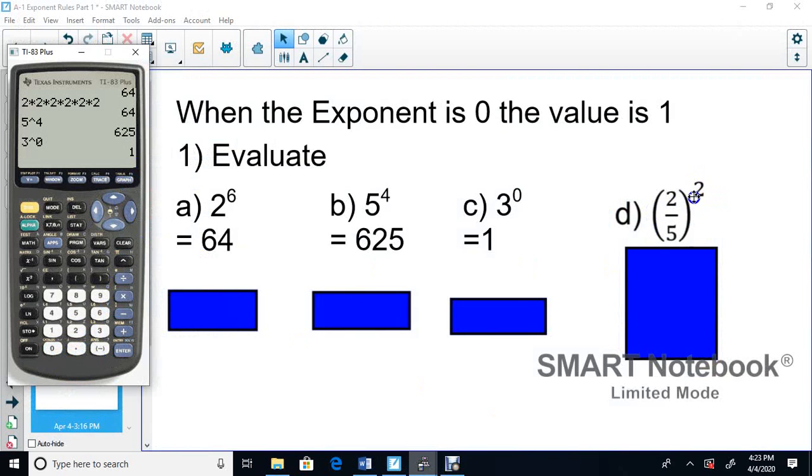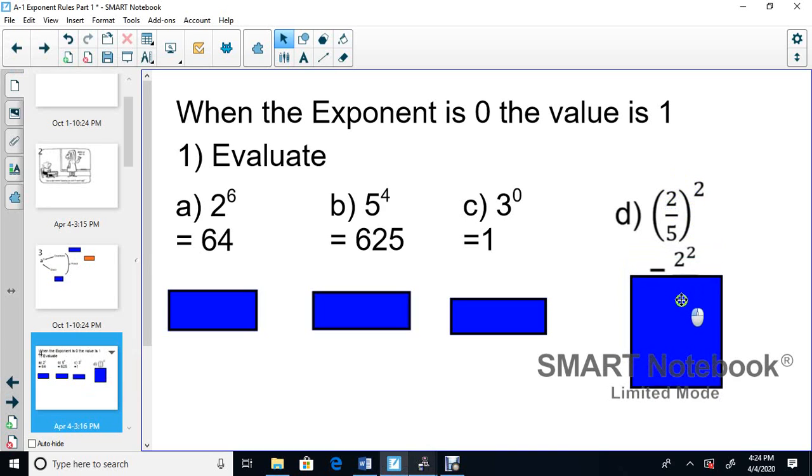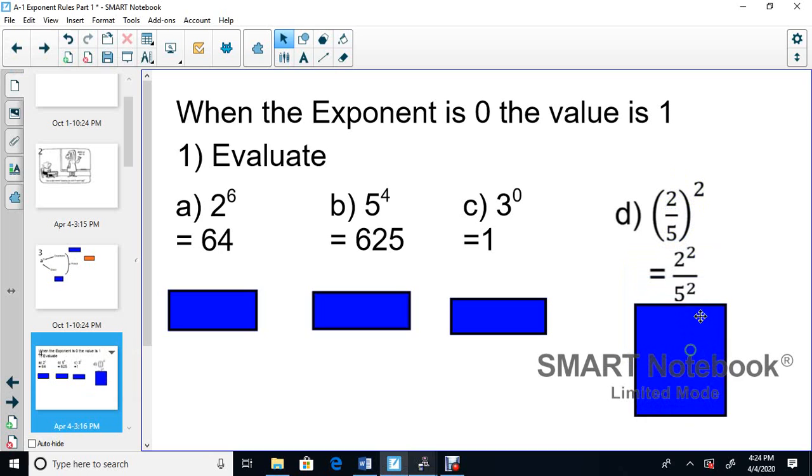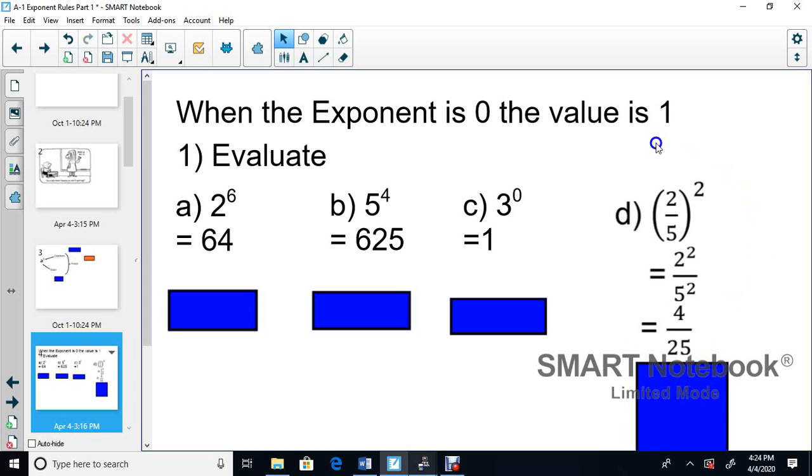In this case, I don't want a decimal when you see this fraction. It's 2 to the power of 2 divided by 5 to the power of 2. Now, 2 to the power of 2 is like 2 times 2, so that's 4. And 5 to the power of 2 is like 5 times 5, it's 25. Okay, let's move on to the next sheet. If you need more time, just pause.